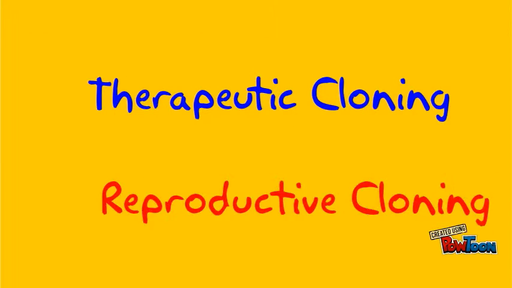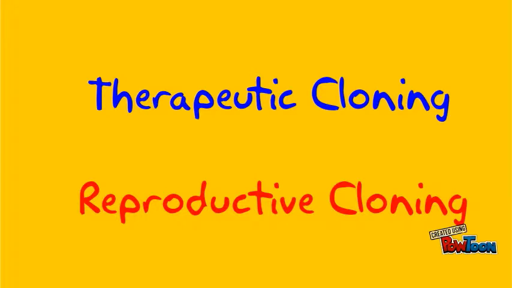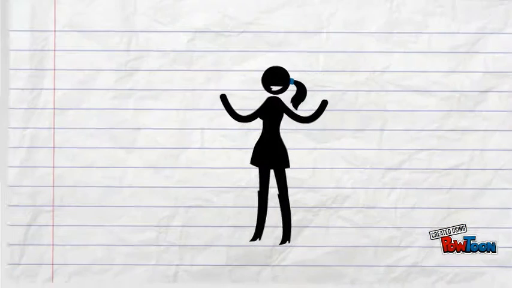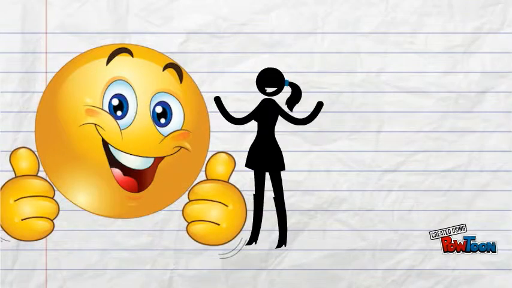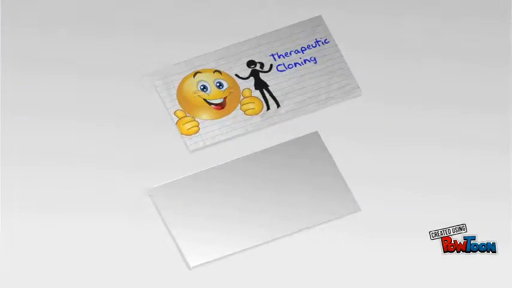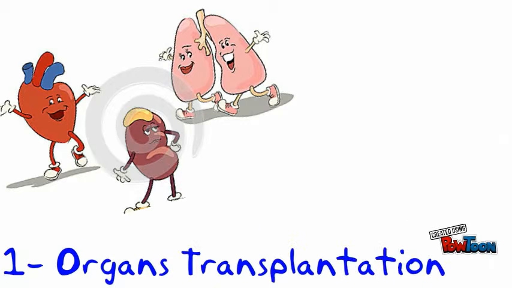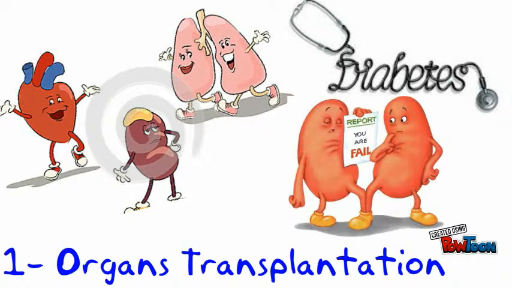As we agreed, there are two types of cloning, therapeutic and reproductive. So let's see the advantages and disadvantages of each one of them. We will start with the advantages of the therapeutic cloning. First, it is used in organ transplantation therapy, which helps in curing many non-curable diseases like diabetes and kidney failure.